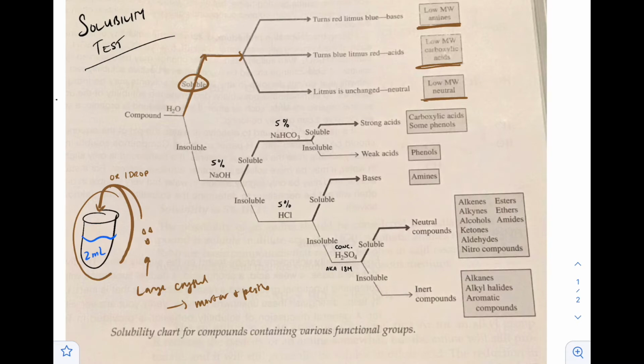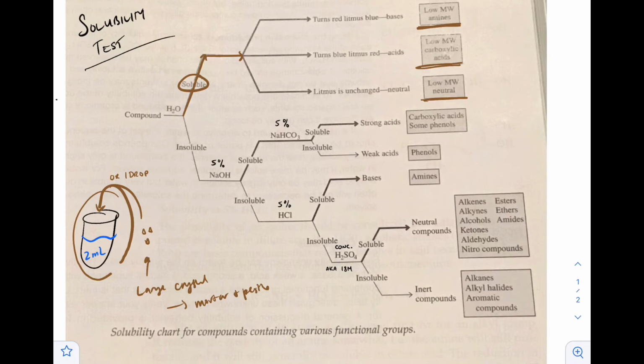For the neutral compound, bring your eyes down here. That could be any of these boxed compounds: the alkenes, alkynes, alcohols, ketones, aldehydes, nitro compounds, esters, ethers, and amides. We also have inert compounds down there, which are alkanes, alkyl halides, and aromatic compounds.